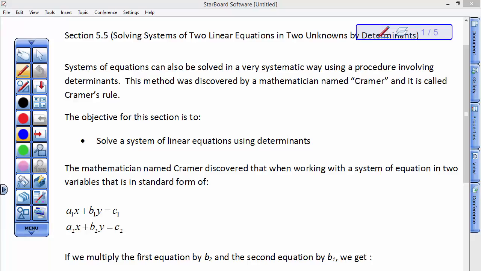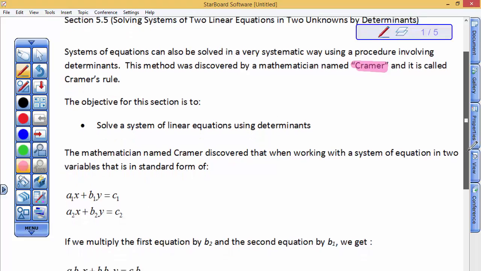Who knows when, and I'm not sure when the person named Cramer lived, but Cramer was probably a physicist or something and was having to solve systems of equations regularly, solving by substitution or elimination, probably not graphically, because Cramer didn't have a graphing calculator to get an exact answer. And so Cramer said, I notice this pattern. I'm always multiplying this equation by something and that equation by something and then adding them together and eliminating.